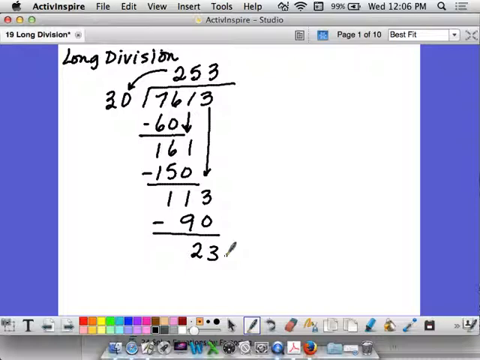Now we don't use r here. We use this as a fraction. We're going to write this remainder as a fraction of 23 over our divisor. In this case, it's 30. So there is our long division. And we're going to do the same thing with polynomials, and we're going to follow that same process.